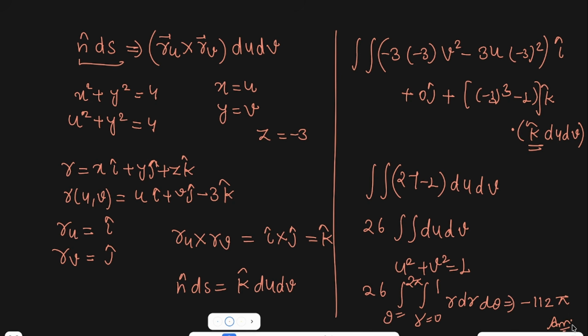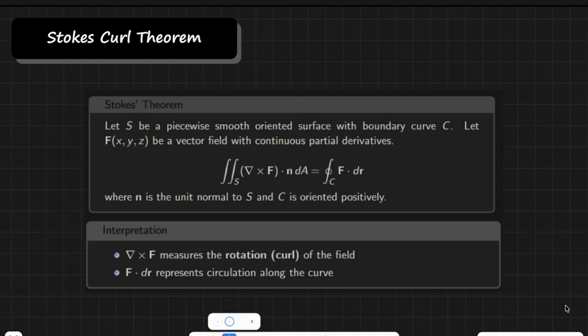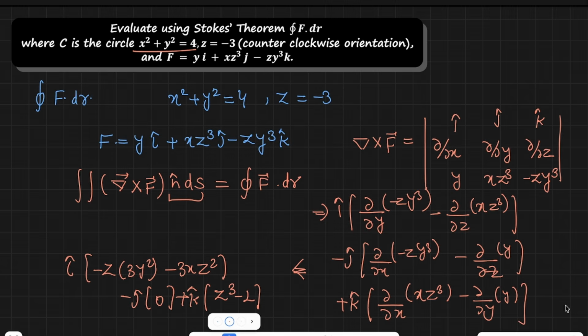This is the solution when you solve this after multiplying with this 26. Wait, this is minus, so that's why it is 28, not 26. This is minus 27 minus 1, that will be minus 28. If it is minus 28 and then you multiply, you will get minus 112 pi. That will be the line integral value for this particular case using the Stokes theorem.